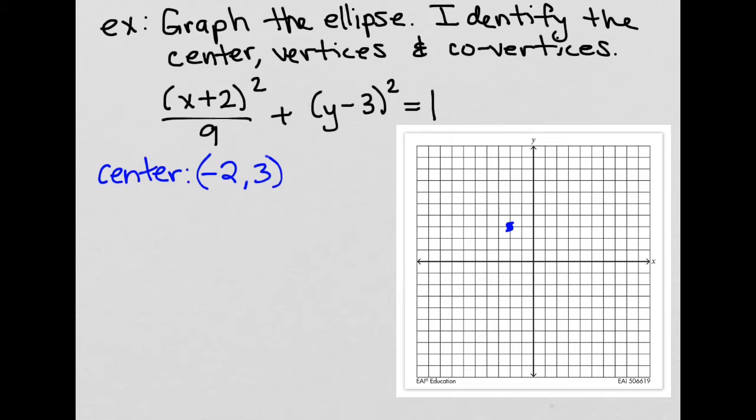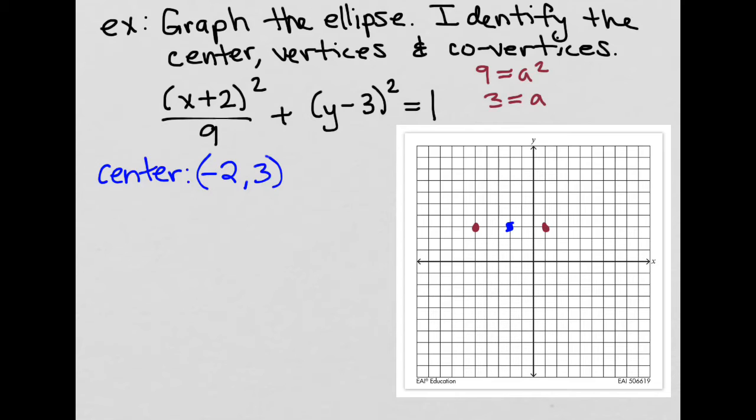And then let's use this number underneath the x parenthesis to find our horizontal radius. So this is equal to that number squared. So 9 is equal to a squared, and if we take the square root, we get that a, or the horizontal radius, is 3. So we're going to count 3 to the right and the left of our center and draw that radius. So 3 to the right, 3 to the left.